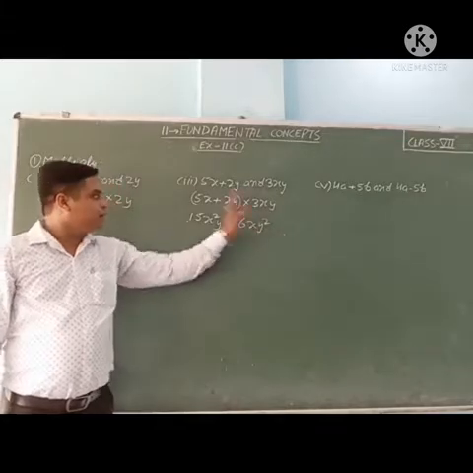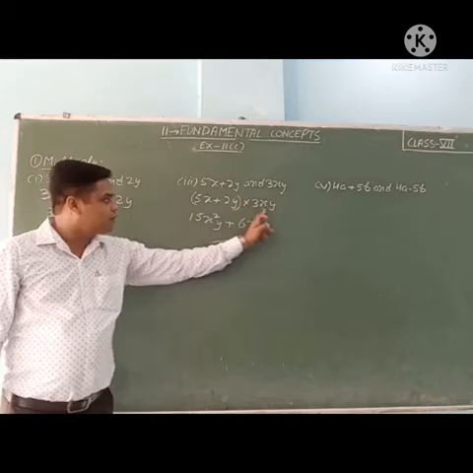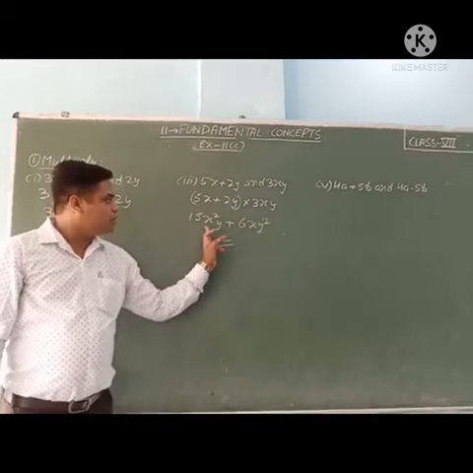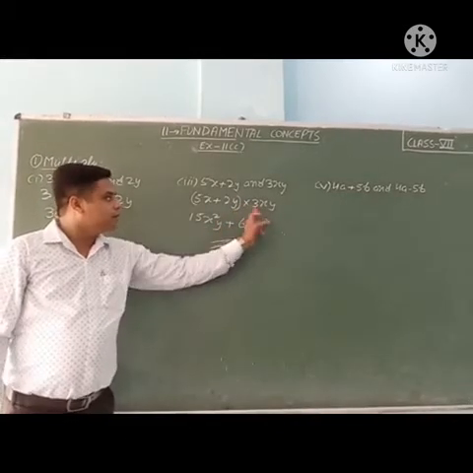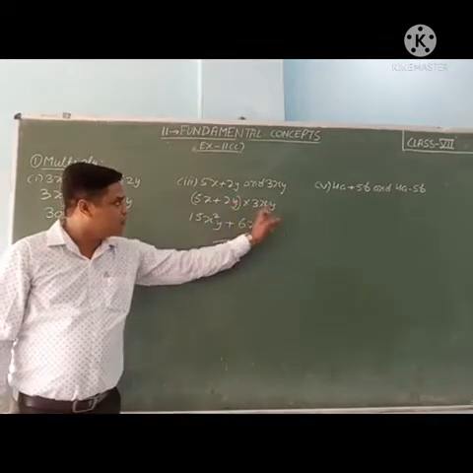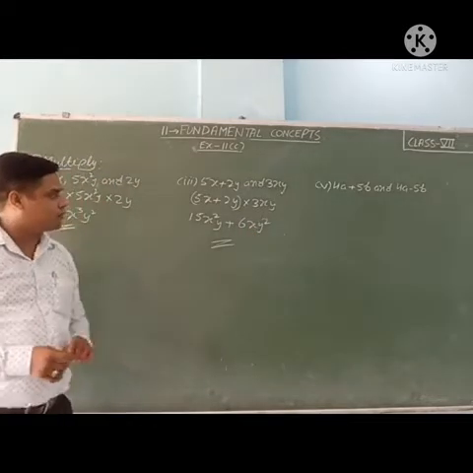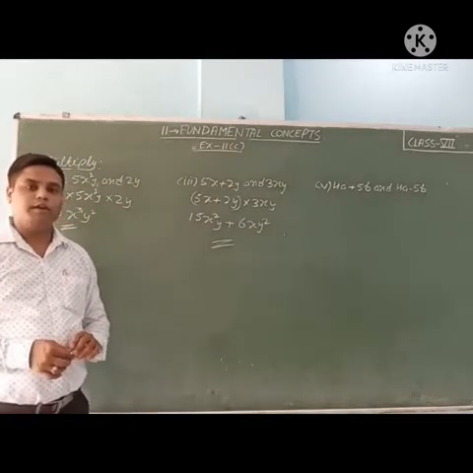Listen again. 3 times 5 is 15. Here x, here also power 1, so power 2. And then y. 3 times 2 is 6. Then x, here y has power 1, here also power 1, so y square. So the answer is 15x square y plus 6xy square.